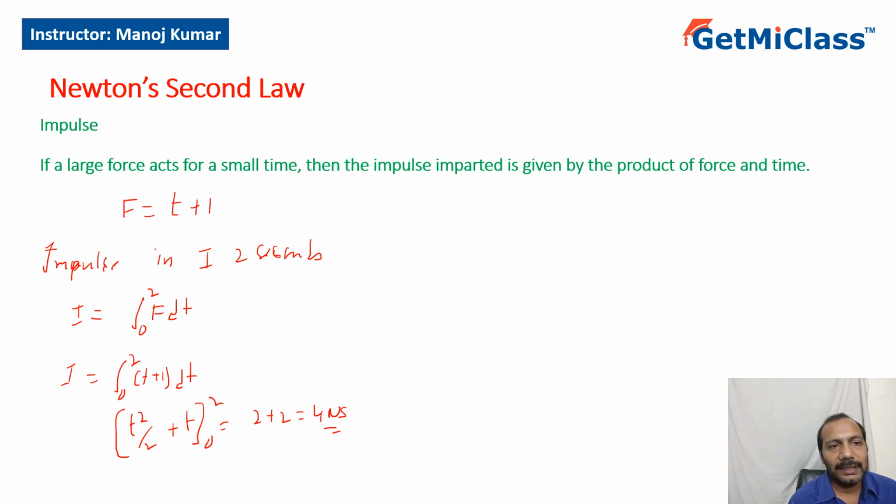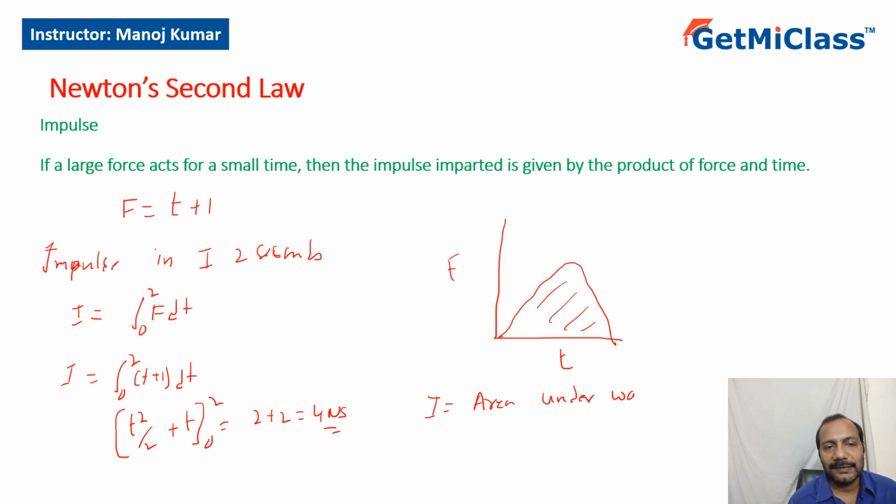The other way is the graphical method. If I have a graph of F and t, something like this, the area under the graph will give us impulse. So the other way of finding impulse is the area under the F-t graph. So these are the three ways in which we can find impulse. So this is about impulse. Impulse is the effect of force, and we have seen the various ways in which we can find it.